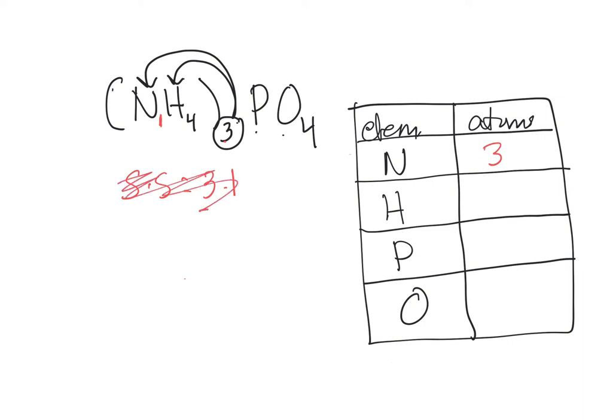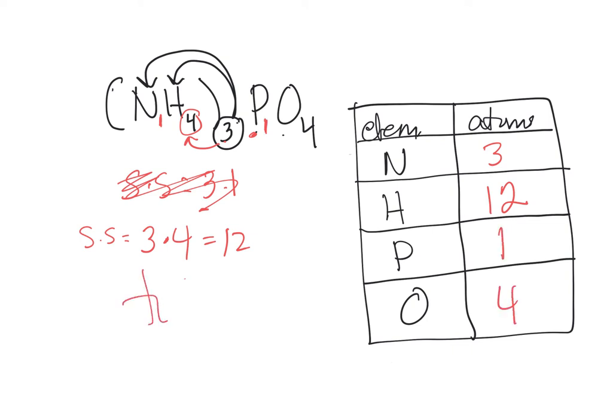Okay, now I'm done with him. Let's do my hydrogen. I have 3 outside the parentheses, so I'm going to go subscript times subscript. So my 3 outside the parentheses times my 4 is 12. Wow, that's a lot of hydrogen. I have 12 hydrogen. This 3 does not go with the P. His subscript is a 1, so I have 1 phosphorus, and I have 4 oxygen.